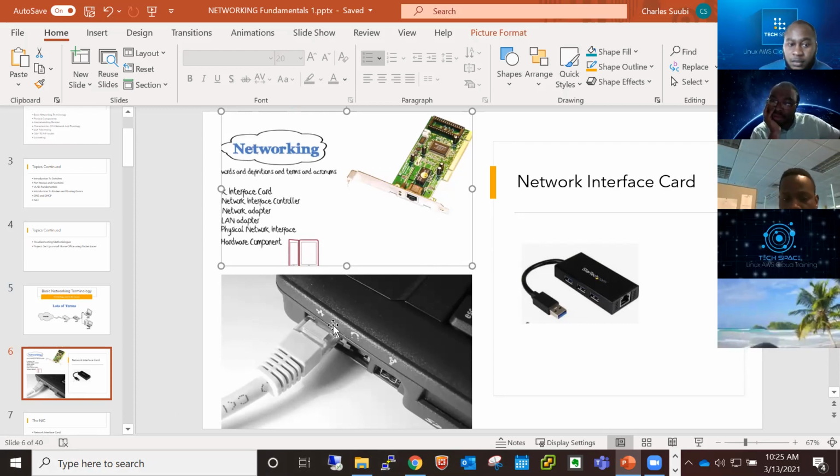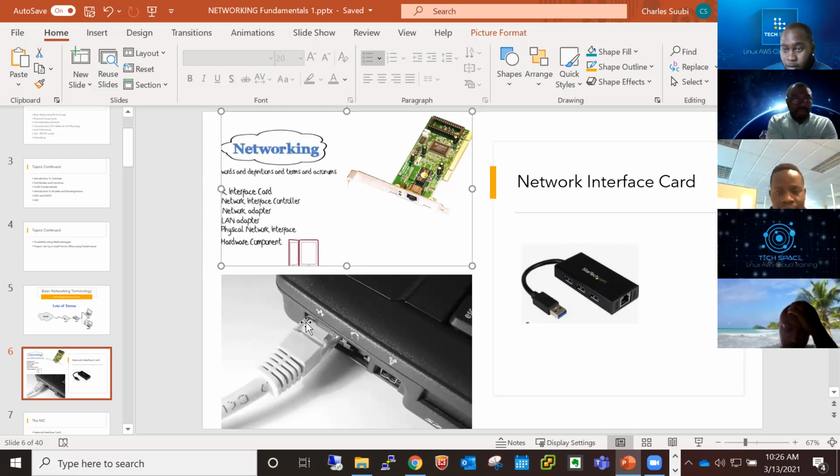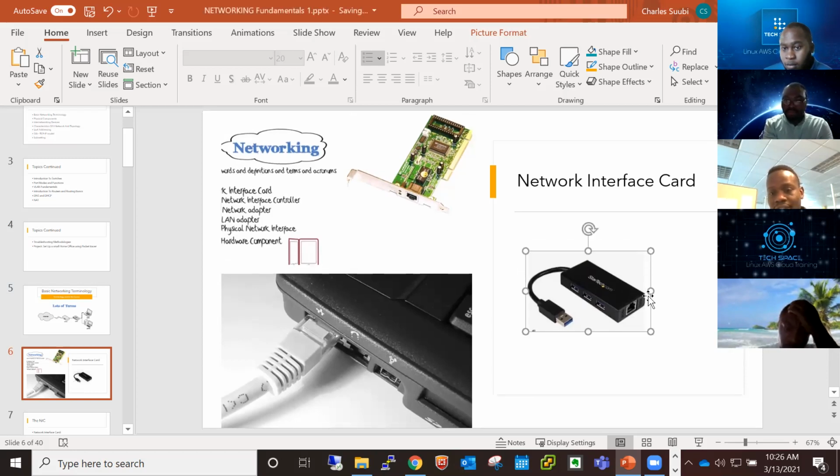So most of the most recent laptops don't have the RJ45 where you can plug the Ethernet cable in here. Because guess what? Nowadays, manufacturers are making laptops more portable, right? So because they're making these laptops more portable and smaller, the RJ45 is too big. So that's why they do have these network adapters.